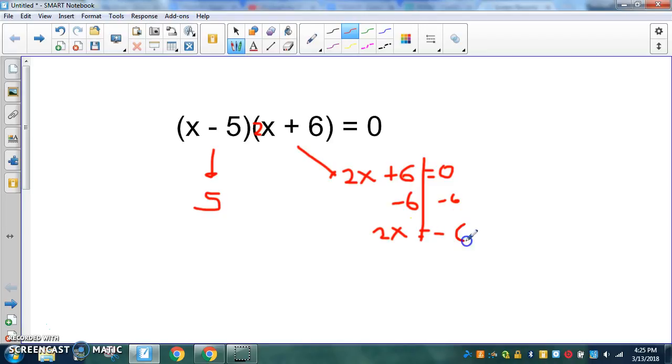You get 2x equals negative 6. Half that, you get negative 3. So my two solutions to this, if that was 2x plus 6, would be x equals 5, x equals negative 3.